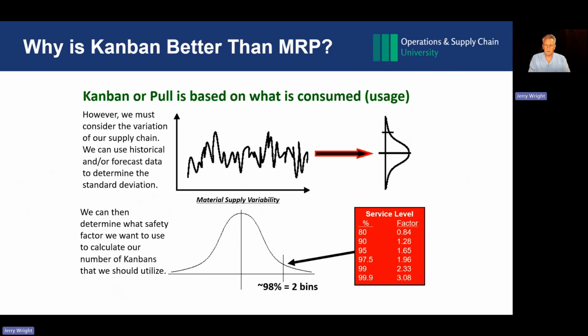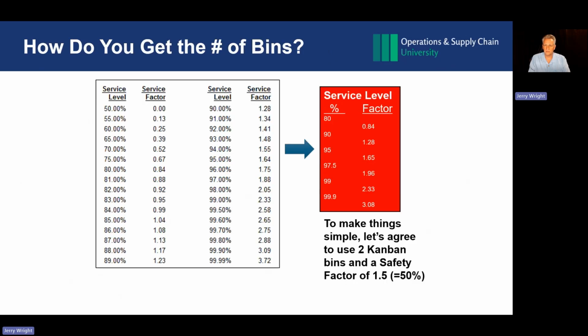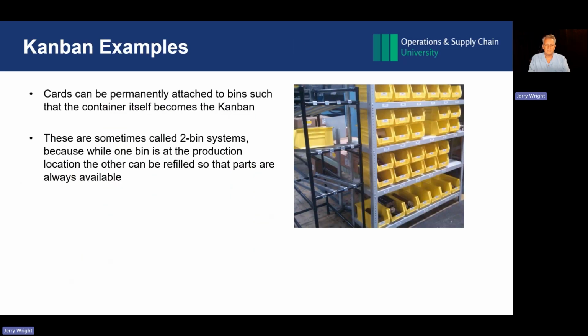Now, where do the bins come from? Again, this is a service level factor, so it's what's called a Z table. And if you notice those different numbers there, 2 Kanban bins is really good. That's going to give us that high level. You can see 98% is 2.05. We're just going to truncate and say it's 2. And then we're also going to have a safety factor to understand there's variation in lead time and variation in daily consumption. So that's where the number of bins comes from. It's statistically estimated for a 98% service level approximately.